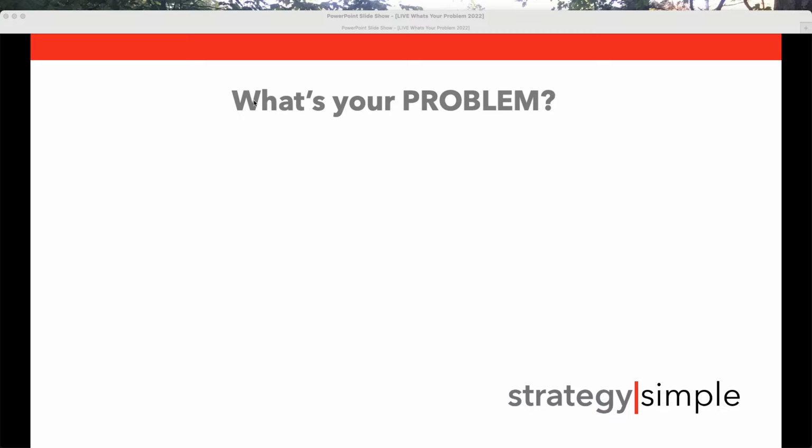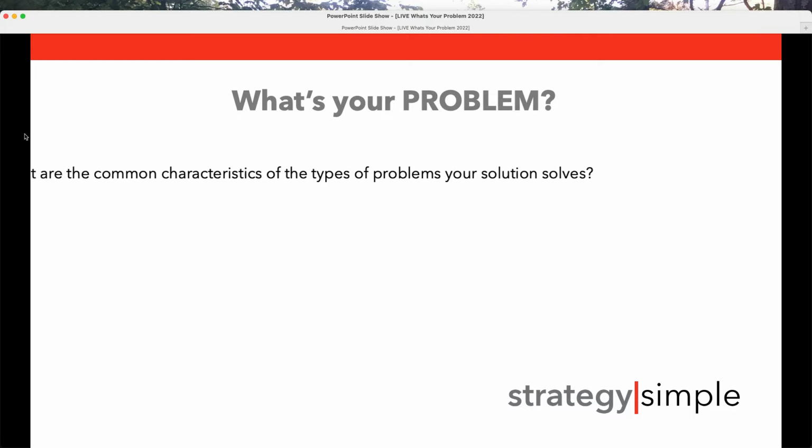So what I thought we'd do is run through this. This is actually a piece of our value matrix strategy workshop that we're going to go through real quick, and I just thought I'd share it with you. It's a fun little process, and I'm happy to answer any questions you may have about this, but here we go. So what is your problem?